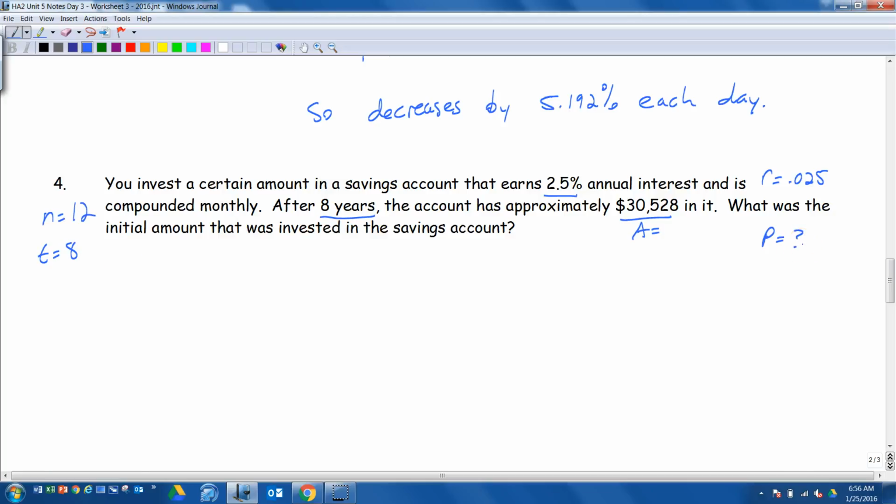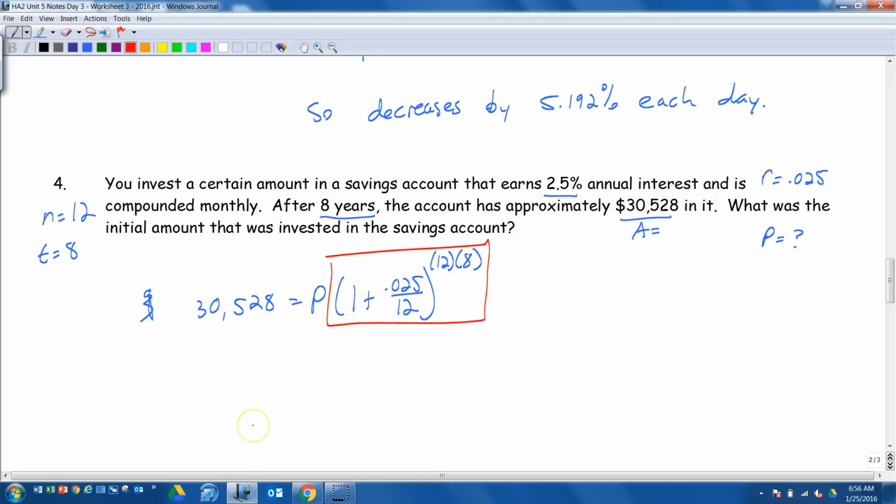So let's set up our formula with all the numbers we know. We know what A is. So A is 30,528 equals, we don't know the principal amount, 1 plus the rate over 12, and then to the NT, so times 12, or raised to the 12 times 8. So we're trying to solve for P here, which means we have to divide this whole chunk over here. So when you do that, you end up with, and I'm going to leave it exact right now, P is equal to 30,528 over.